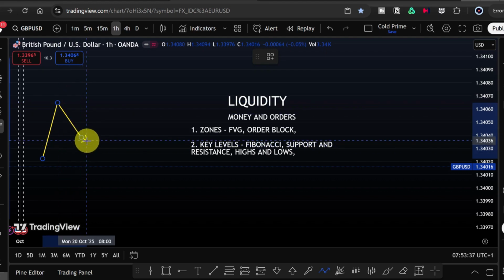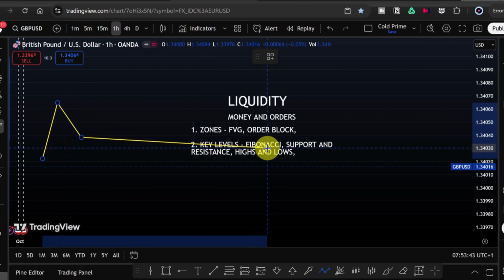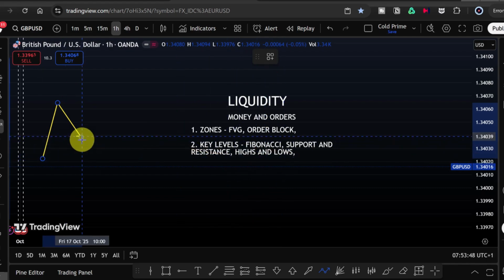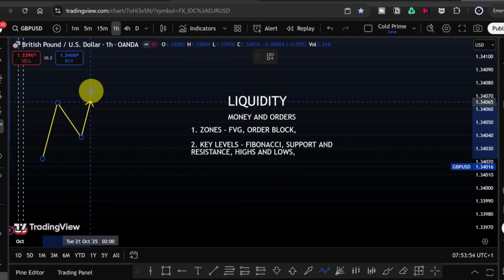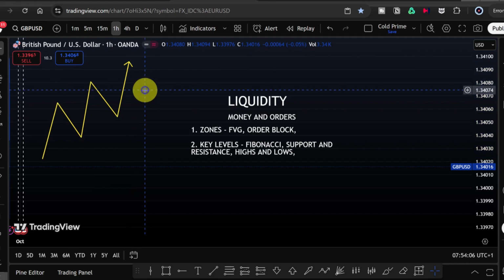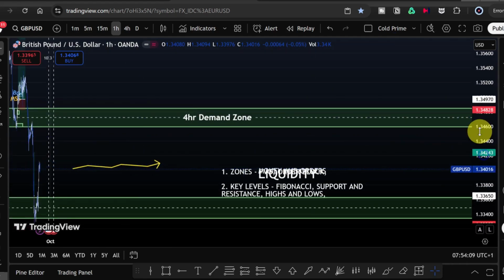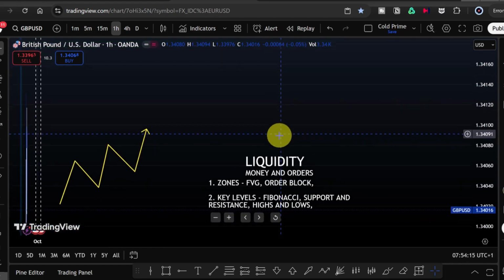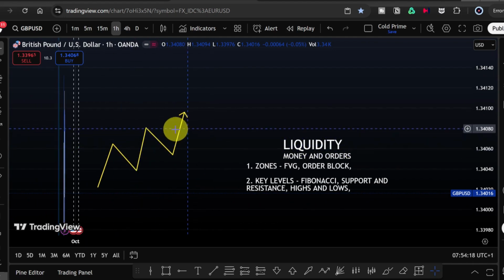And it came back to this zone here. This could be the Fibonacci retracement. This could be support or resistance. This could be highs or lows. It could be anything. There are so many levels. Now, came here, absorbed orders sitting around here, push price to another liquidity level or liquidity zone, retrace again, and this is how the market moves.